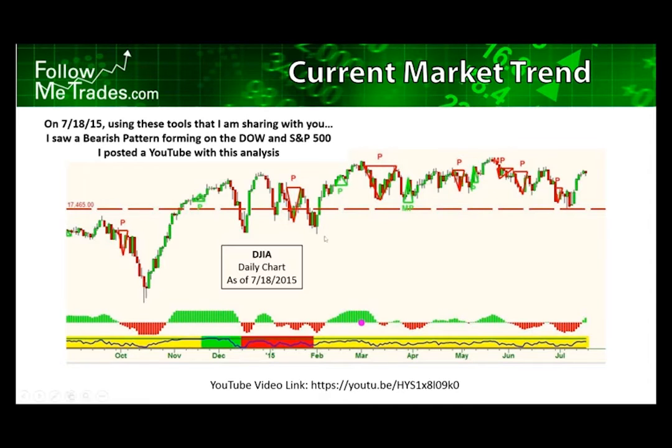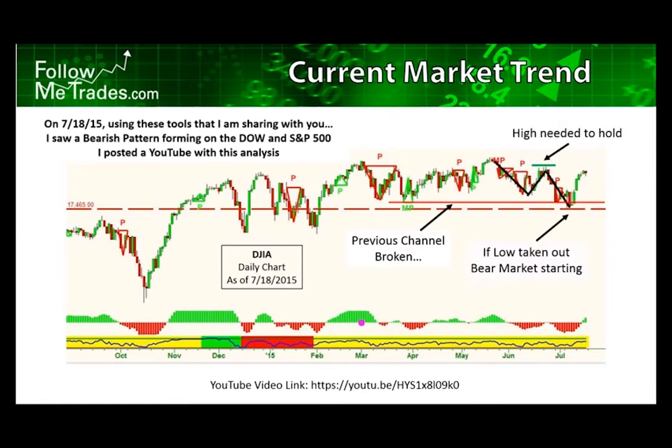Okay, so this is the Dow Jones daily chart as of July 18th, and I actually posted a YouTube video and kind of went public with my analysis on this. I said that I saw a pattern forming, that it broke out of a previous channel, and it was making some new lower lows, lower highs, lower lows.